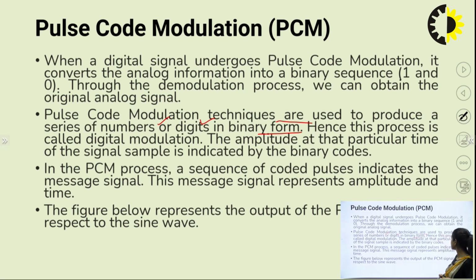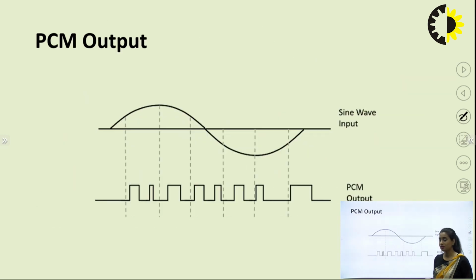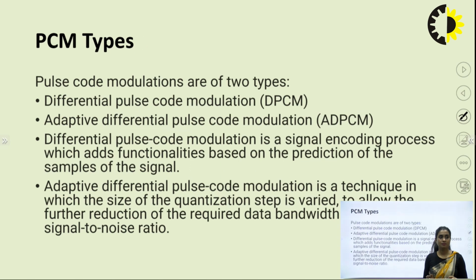The amplitude at that particular time of the signal sample is indicated by the binary codes. So, in the PCM process, a sequence of coded pulses indicates the message signal. So, let's see how I can represent this. If this is my analog signal, when this is encoded in the form of a series of encoded pulses, the output is called the PCM output. And according to the levels of the voltage value, I can assign it into binary bits, right? So let's see how it works.